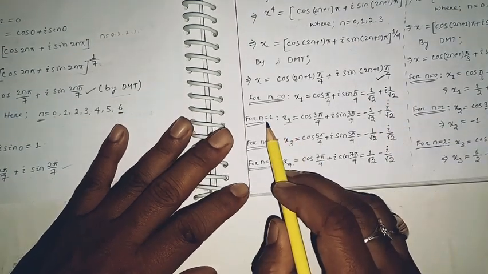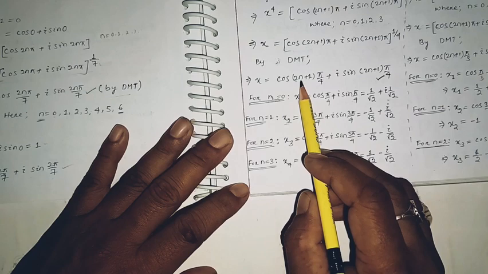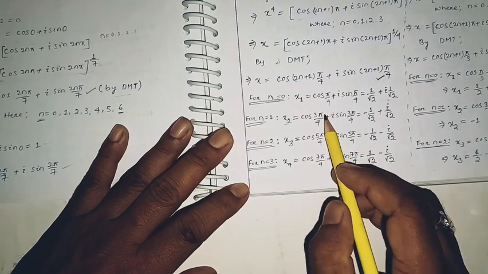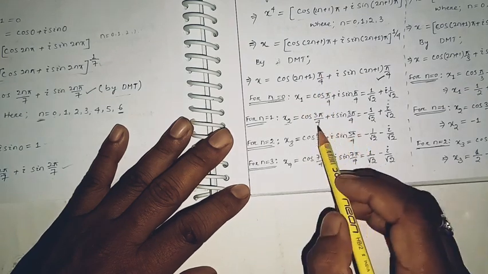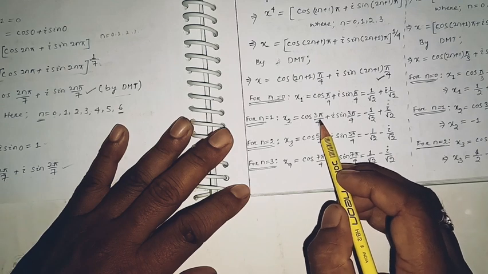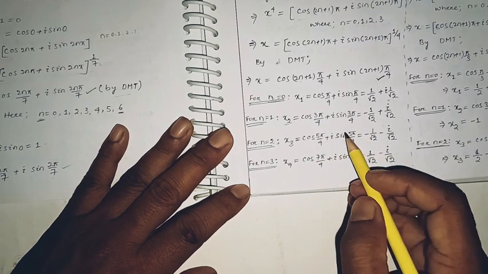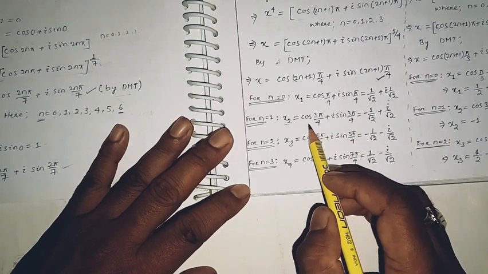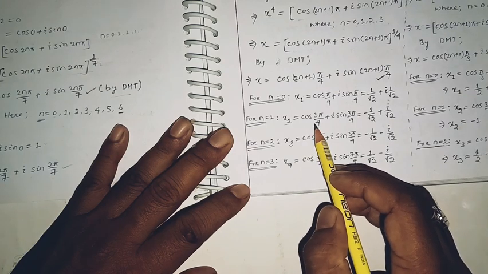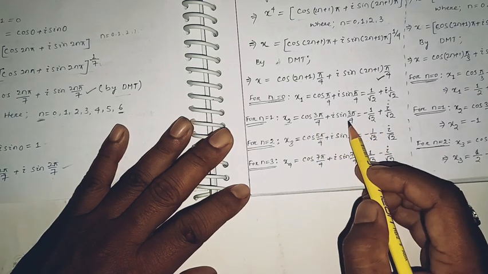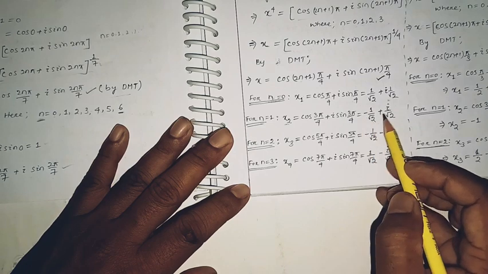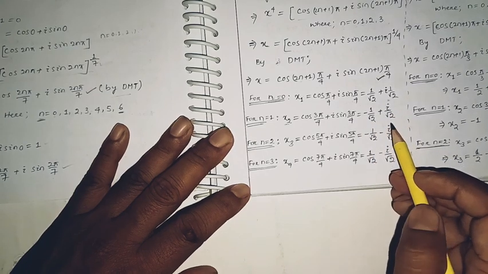For the second root, we have to substitute n equal to 1. That means this will be 3 pi by 4, so cos 3 pi by 4 plus i sin 3 pi by 4. 3 pi by 4 is in the second quadrant. In the second quadrant, cos theta is negative, but sin theta is positive. So we can find minus 1 by root 2 plus i by root 2.